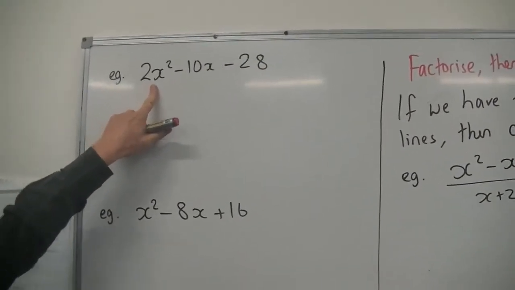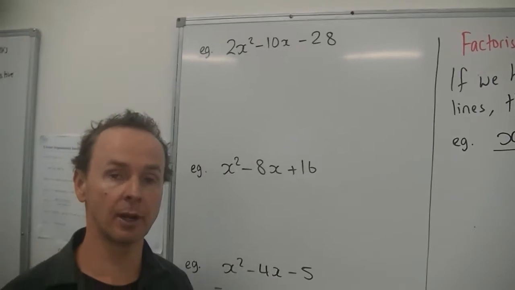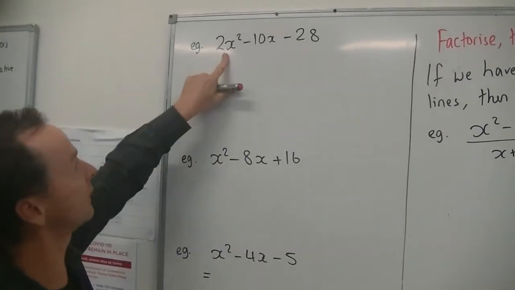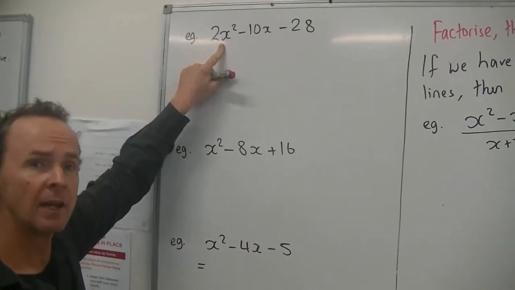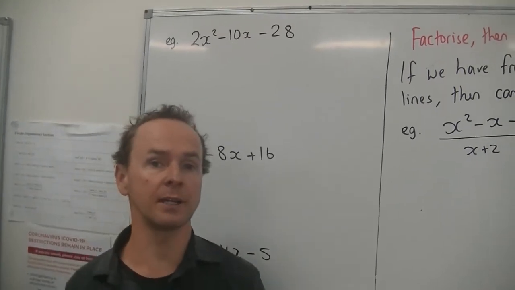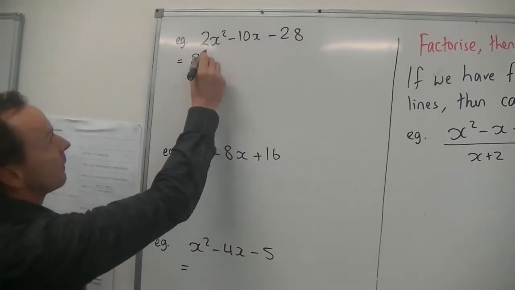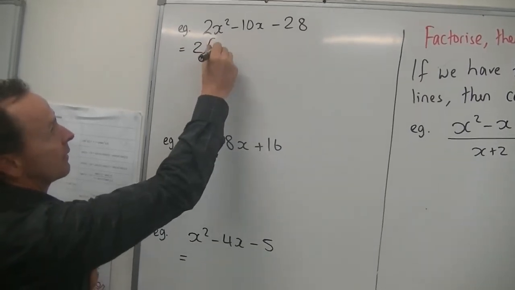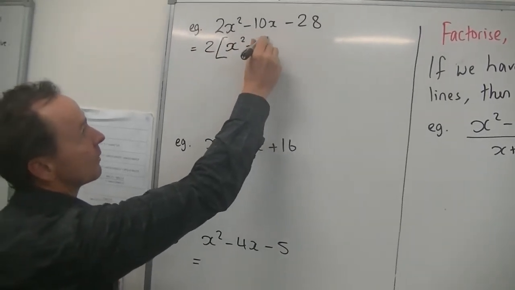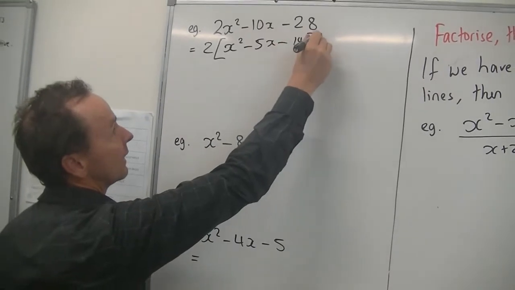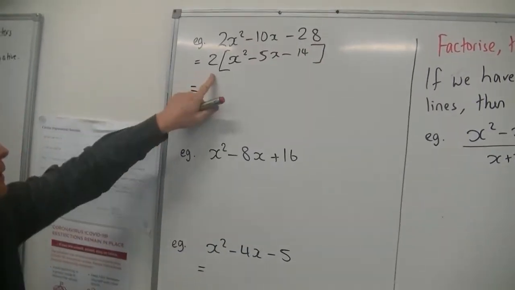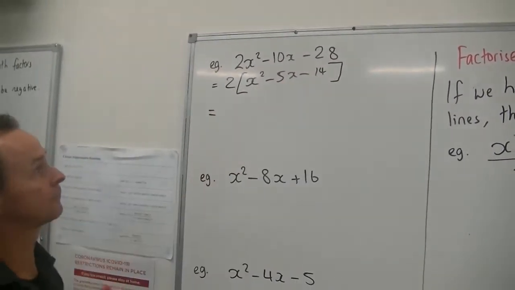It's 2x squared. Now I said to you before, a non-monic is going to have a coefficient other than 1 out in front of that. So what's the very first rule of factorizing? Look for a common factor. And we can see that 2 is a common factor. So I'm going to use those big square brackets, rewrite it x squared minus 5x minus 14. Now we ignore the 2 and we work this out like normal.